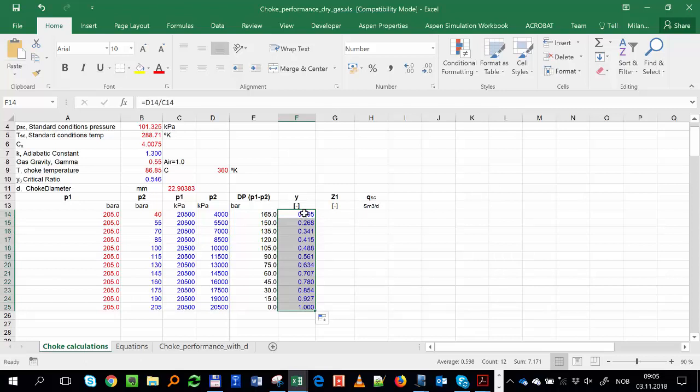So I ask you now, where am I going to have critical flow? Am I going to have it from here to here or from here to here? You see, the critical is 0.546, so it's very close to that number. That's where I'm going to get critical flow. So will the critical regime be from here to here or from here to here?